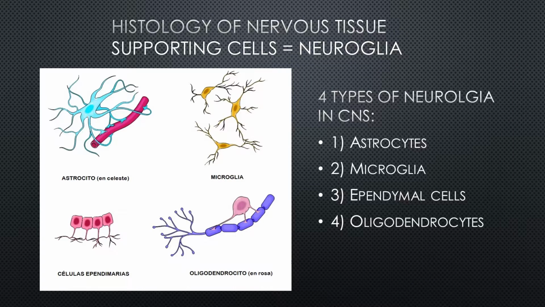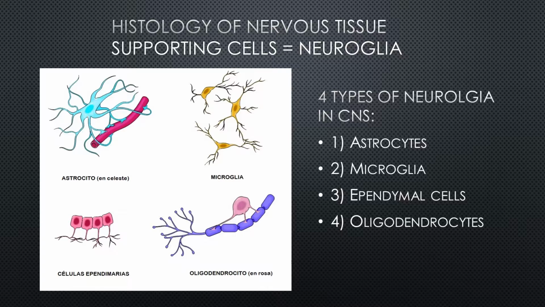Histology of nervous tissue. Supporting cells are also known as neuroglia. There are four types of neuroglia in the central nervous system. Astrocytes are star-shaped and are responsible for controlling the neurons. They are the most common. They keep capillaries close to the neurons and also clean excess ions in the environment.